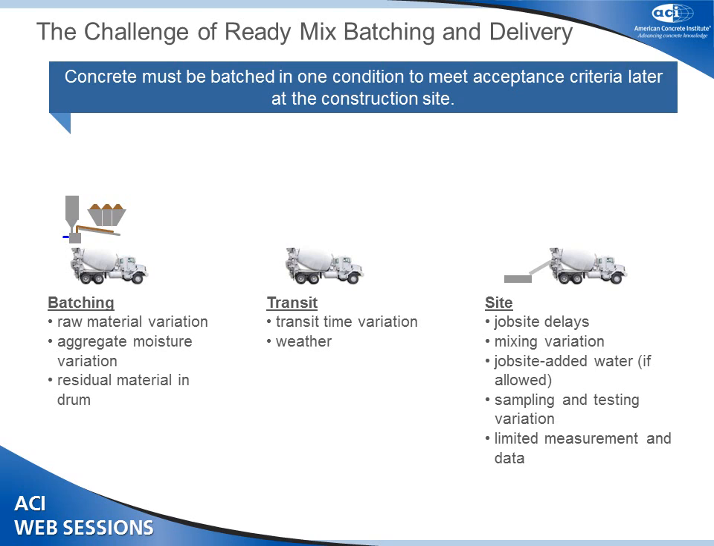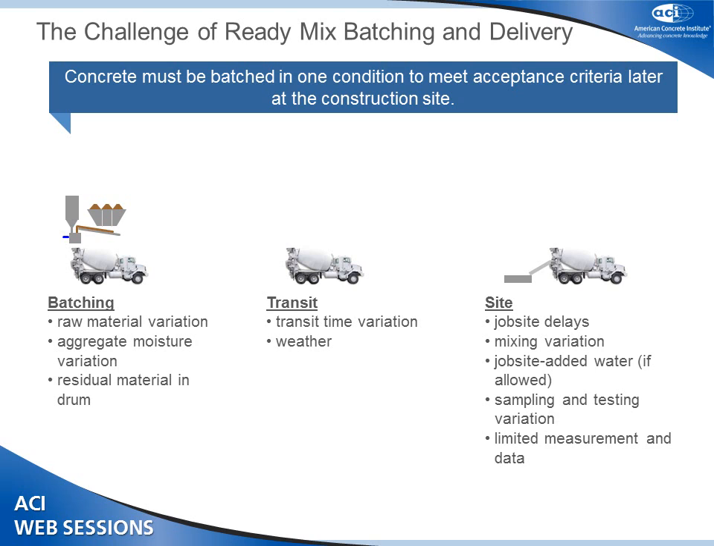So really what's the key challenge is that for a ready-mix producer, he has to batch the concrete at the plant so that it's at a certain slump sometime later. And he doesn't know everything that's going to happen from batching to the site. He doesn't know how long the transit time is going to be. He doesn't necessarily know what the weather is going to be. He doesn't know what kind of job site delays are going to occur. He doesn't know if the driver is going to mix the concrete properly. And so there's a lot of uncertainty there.